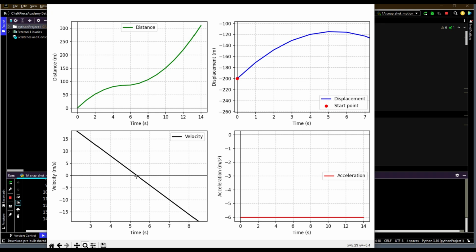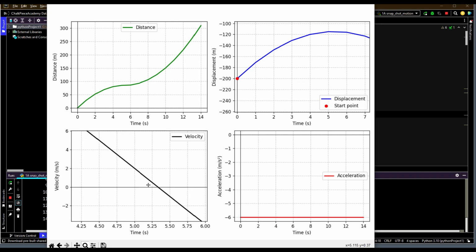I meant not origin, I meant x-axis. It's nowhere close to x-axis, the displacement time graph. But here, the velocity time graph, it's passing the x-axis. Can you see that? While distance time graph, it will keep on increasing. It keeps on increasing.